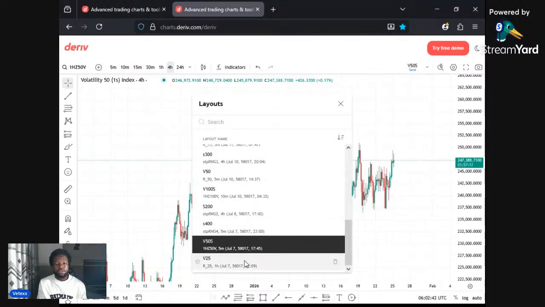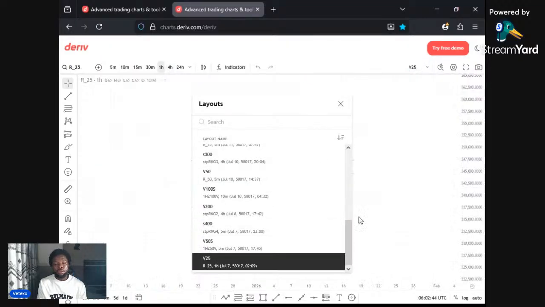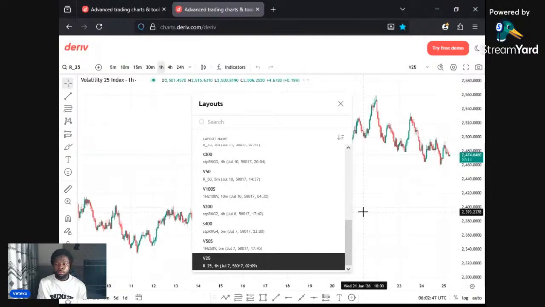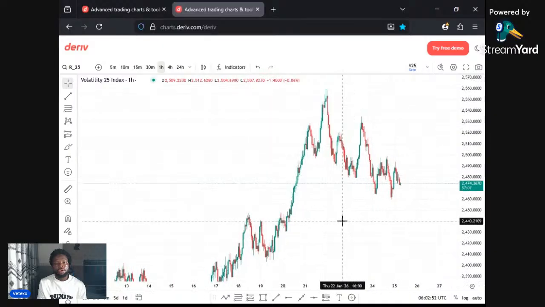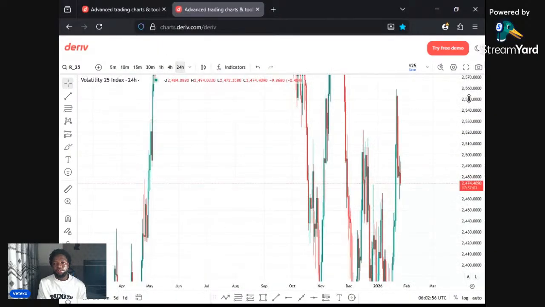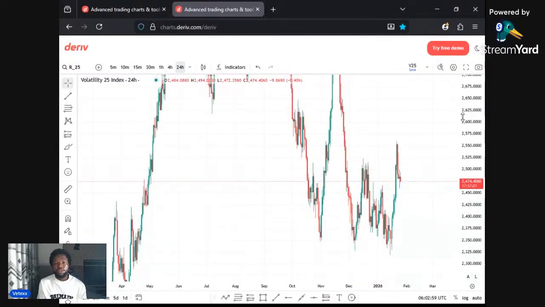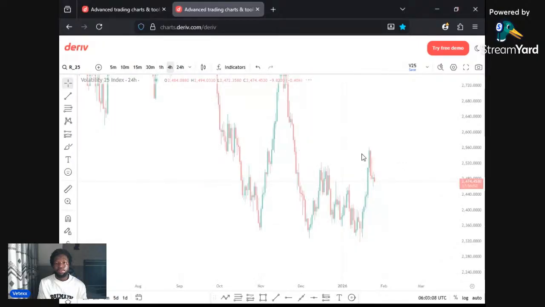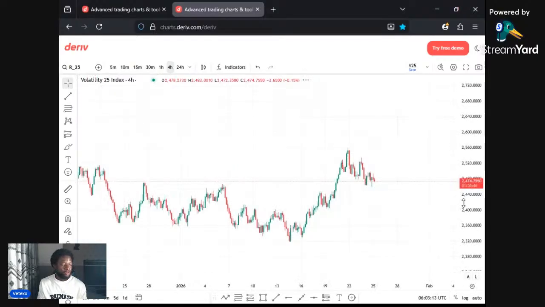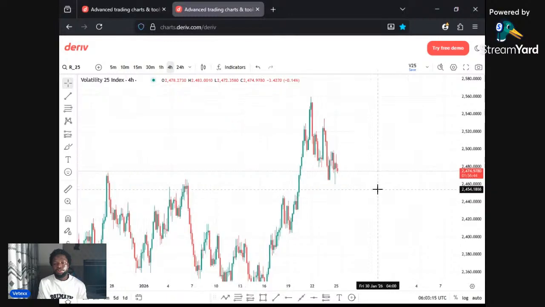V25, volatility 25 index. So on V25, what do we have? On the 24-hour time frame, the trend is bearish. On the weekly time frame, it's also bearish. So now that we know the direction on the weekly time frame is bearish, let's go to the 4-hour time frame to see if we can see our system, and then we'll mark it out. Or if price is reacting from a particular POI, you're still going to mark it out.